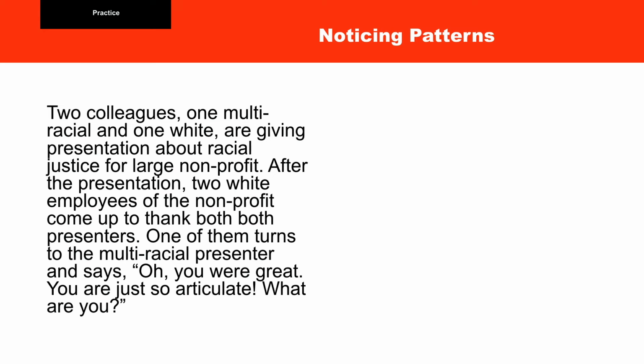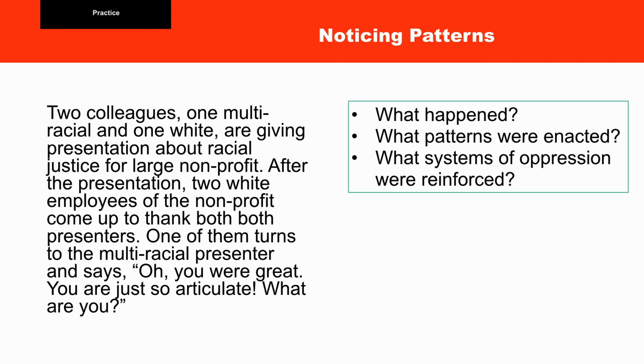So another example of how we can notice these patterns, and this is a situation that has happened to me with one of my training partners. So I'm white, my training partner is multiracial. We gave a presentation to a large nonprofit about racial justice issues. After the presentation, 2 white employees came up to thank us for our work, and one of them turned to my colleague and said, "Oh, that was so great, you're so articulate, what are you?" Take a moment and notice what happened. What were the patterns that were enacted, and what were the systems of oppression that were reinforced in that interaction?